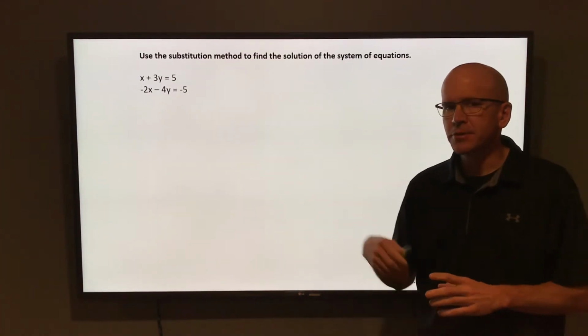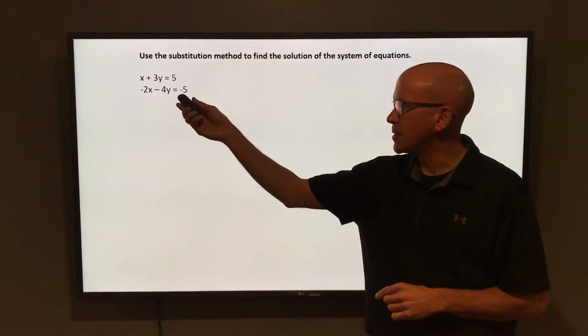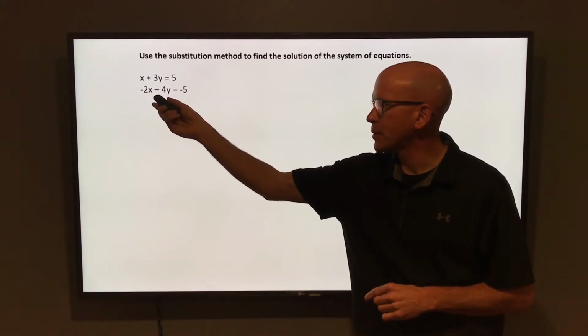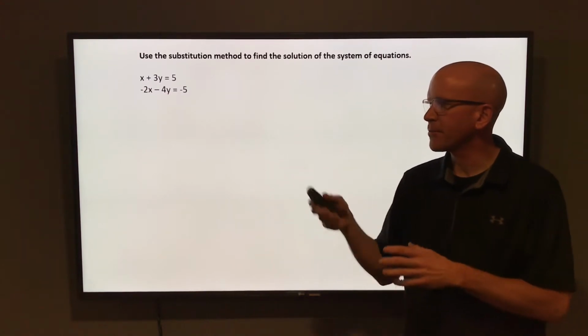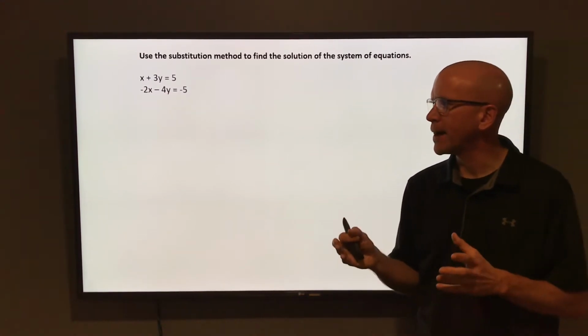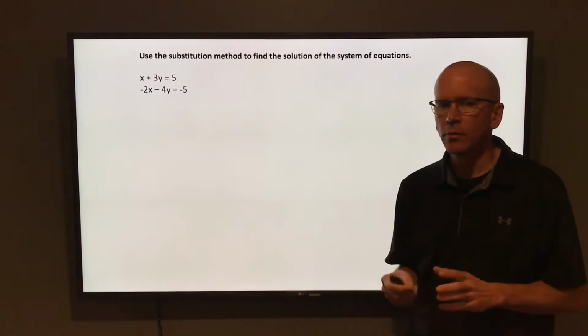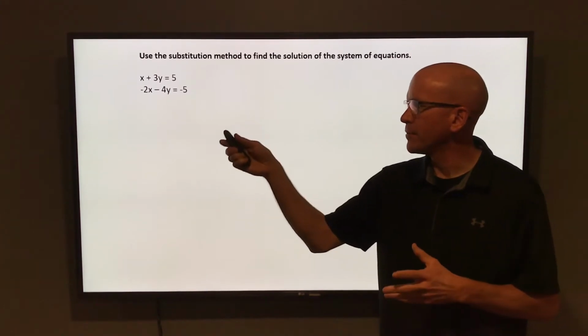We're going to use the substitution method again to solve this system of equations. x plus 3y equals 5 and negative 2x minus 4y equals negative 5. So that is a system of two linear equations. The graphs of them would form straight lines. What we're finding is the point of intersection where those two lines meet, the point of intersection of those two lines.